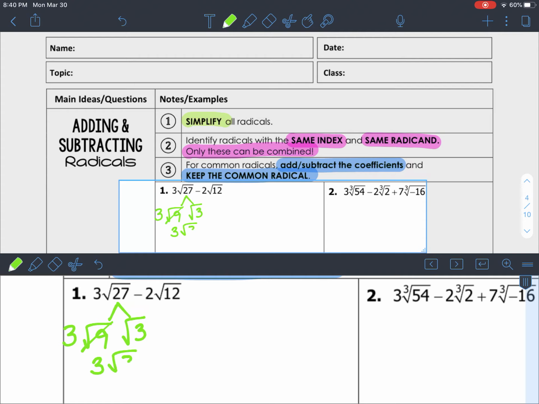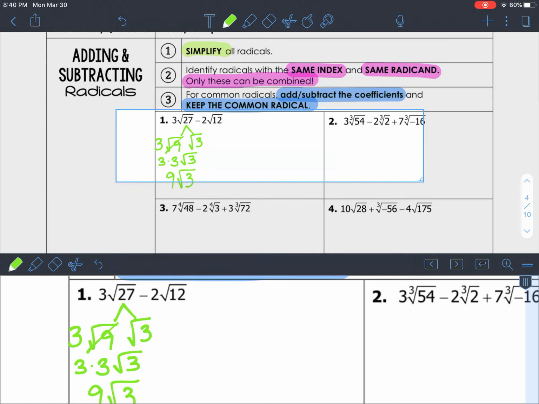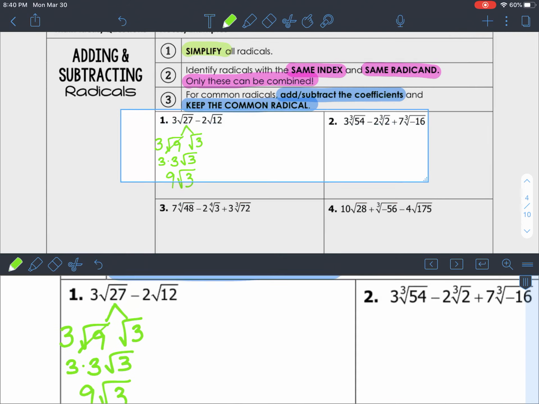We don't know what the square root of 3 is, so we keep that guy. So we have 3 times the square root of 3. When we break that down further, that means we have 9 square root of 3. All I did there was simplify 3 square root of 27, and I broke it down into 9 square root of 3.